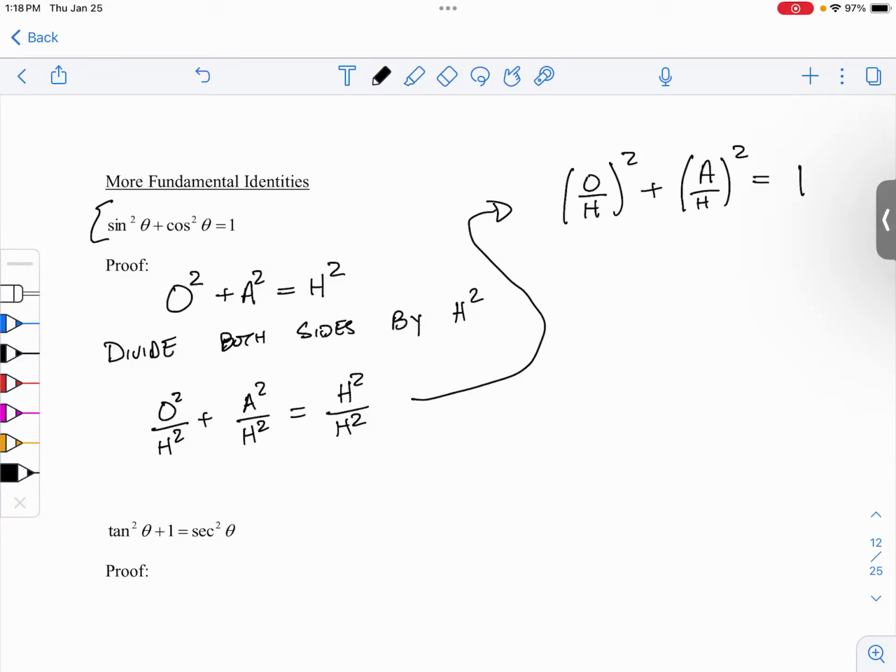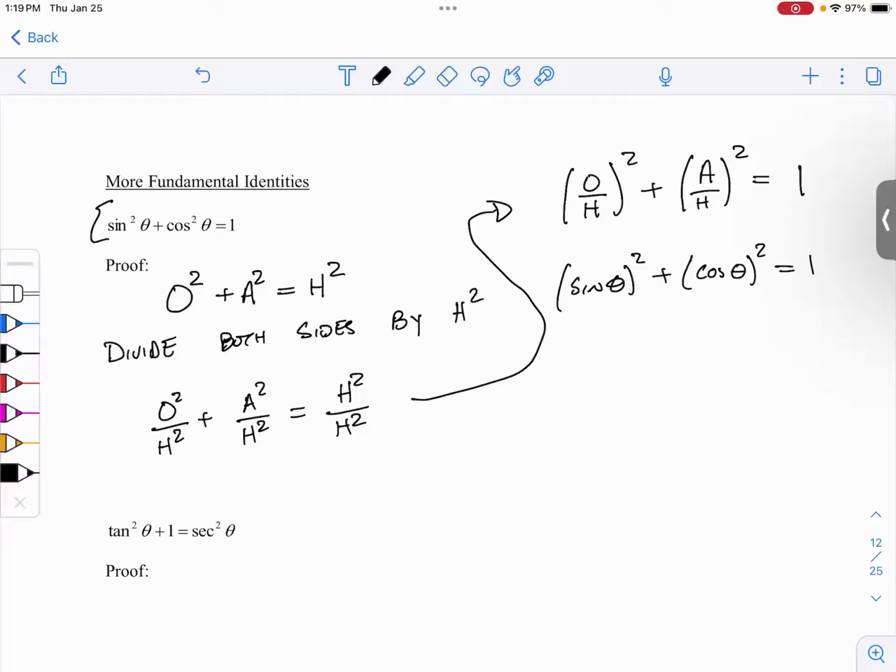Now that I've rewritten this, notice what we see here. Opposite over hypotenuse quantity squared plus adjacent over hypotenuse quantity squared equals 1. What is opposite over the hypotenuse? Sine. So look at what this becomes: sine theta squared plus adjacent over hypotenuse, cosine. And what we have is our fundamental identity.